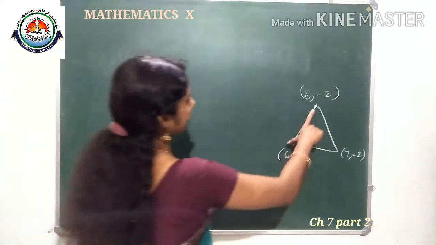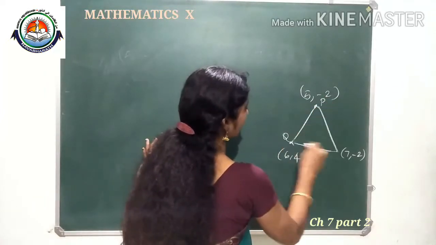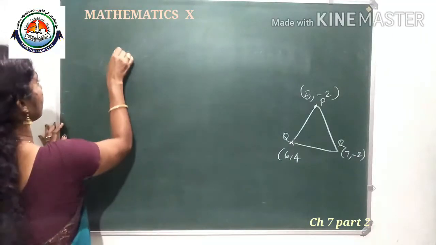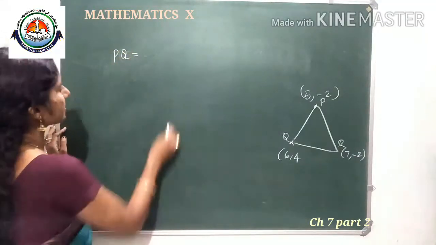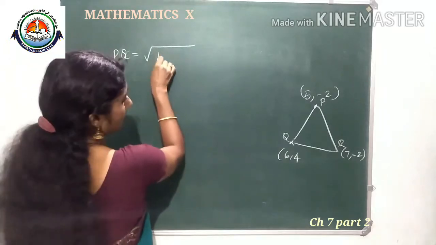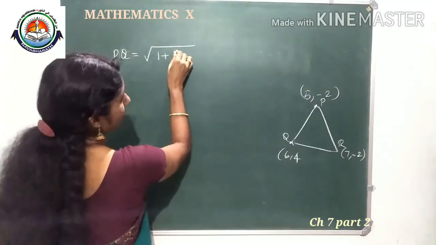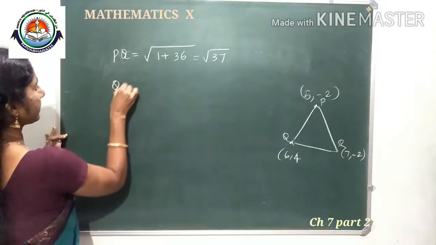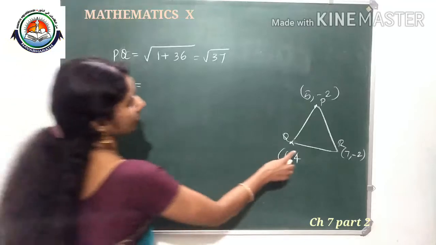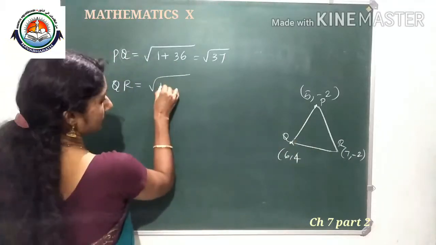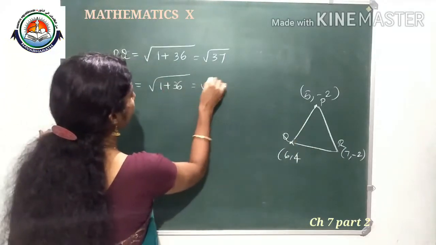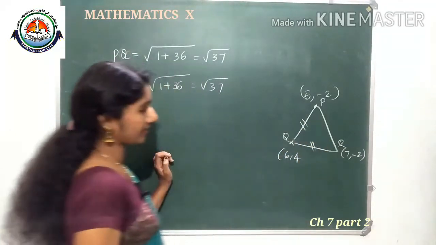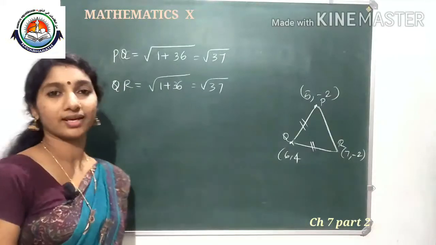So we need to calculate these distances. We can give names P, Q, R. We can find the length PQ. You are getting PQ is equal to root of 1 plus 6 square, 36, that is equal to root 37. And the length QR is equal to 1 plus 36, again root 37. So now itself you can stop, because you got PQ and QR, they are equal.